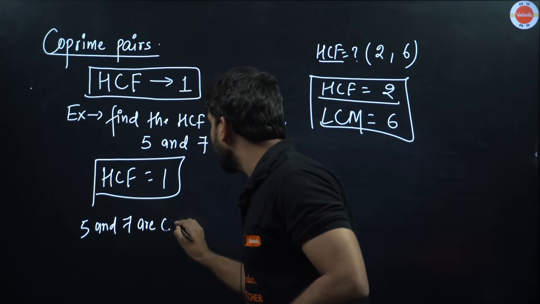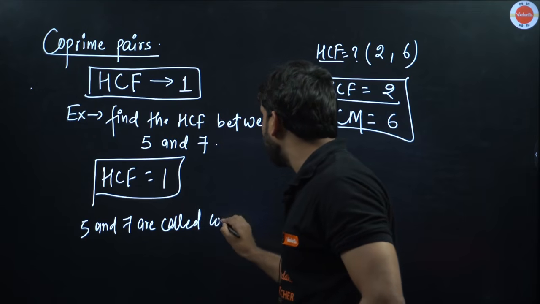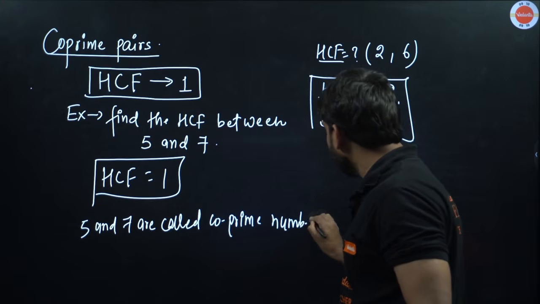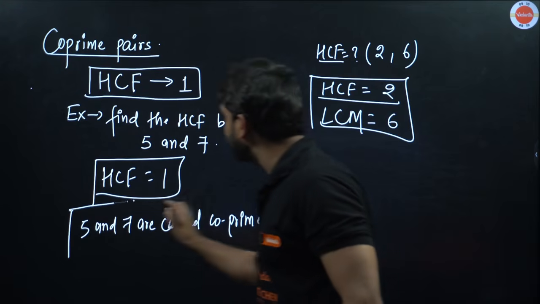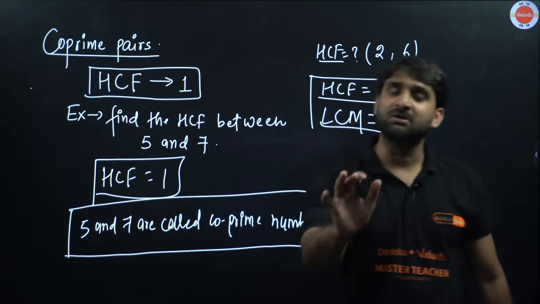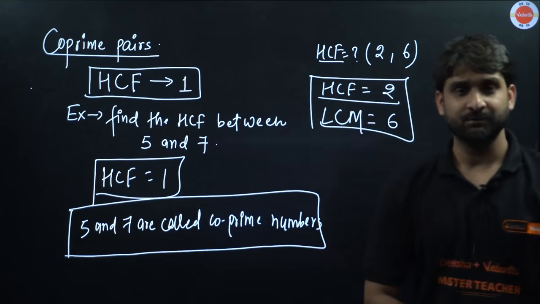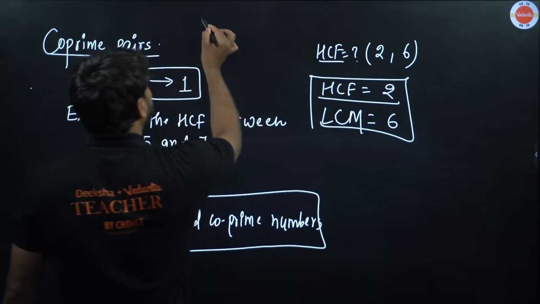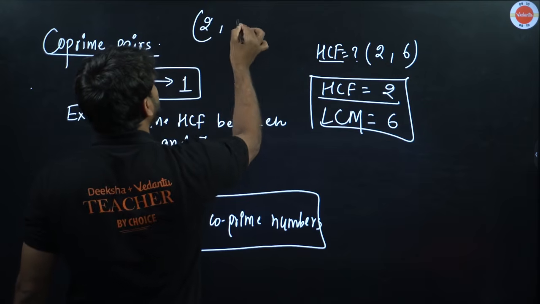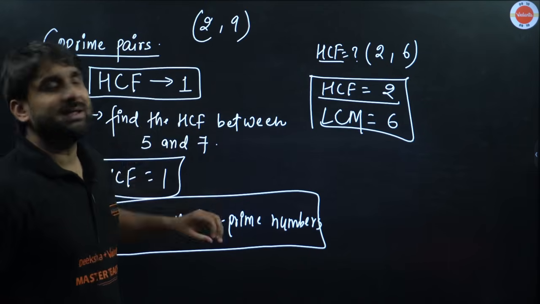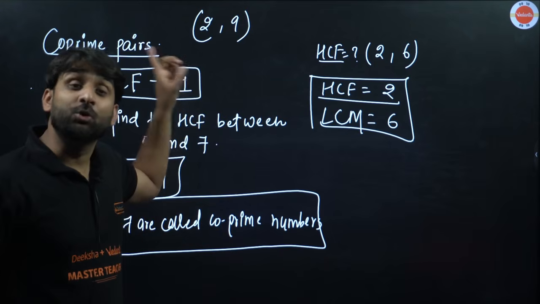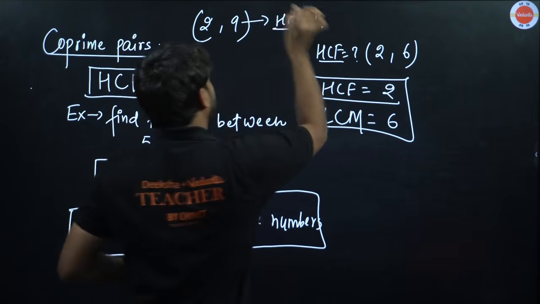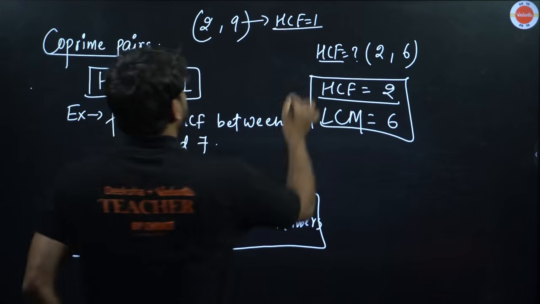are called what, my dear champion? Co-prime pairs. I hope this is clear to you all. If the numbers have HCF only as 1, such numbers are called co-prime pairs. Now, if I ask you, tell me whether 2 and 9 is a co-prime pair or not? Yes, 2 and 9 is also a co-prime pair because here HCF is only 1.